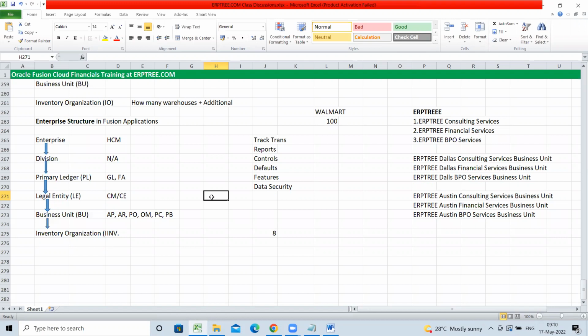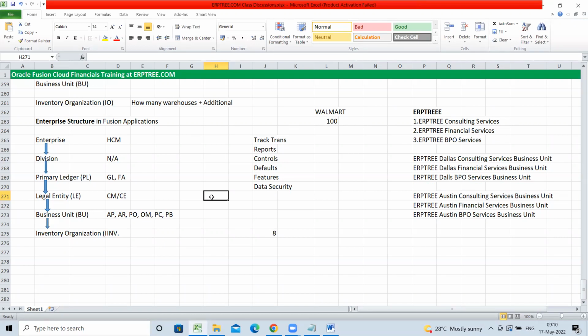If you are going to have a division, whoever knows how to create the division, primary ledger, legal entity, business unit, and inventory organization can create them. Or else you can talk to the team. So as a finance consultant, you can say, yes, we are ready with the primary ledger, legal entity, and business units, and you can go ahead with your application specific setups.